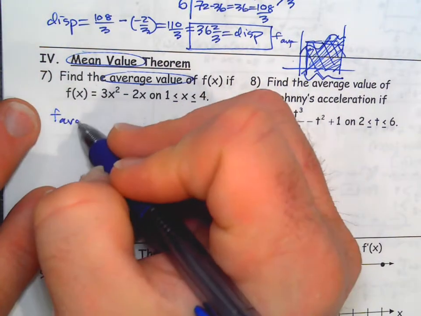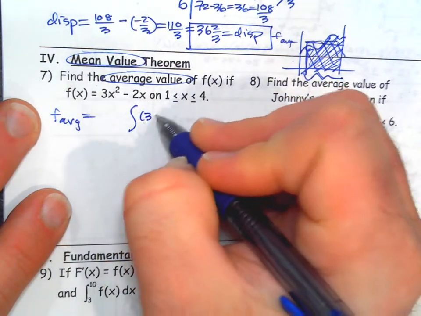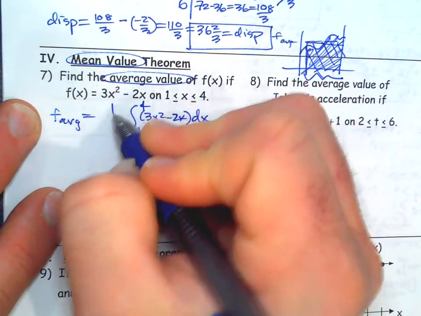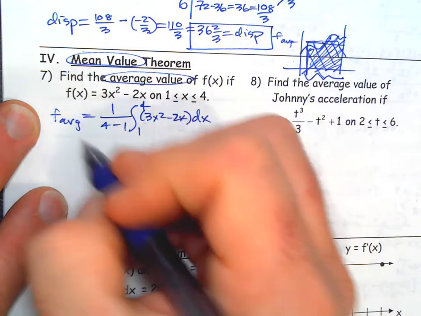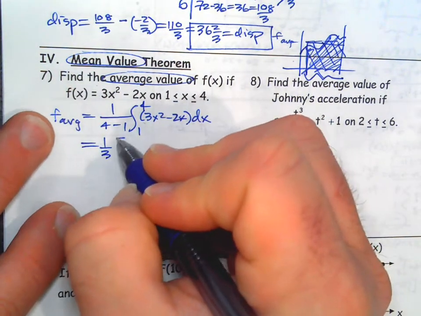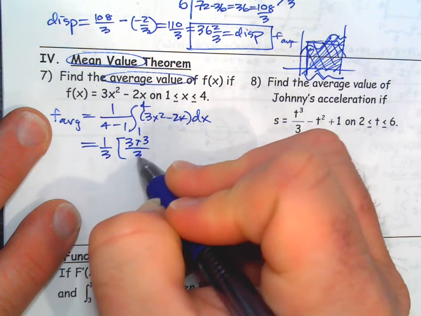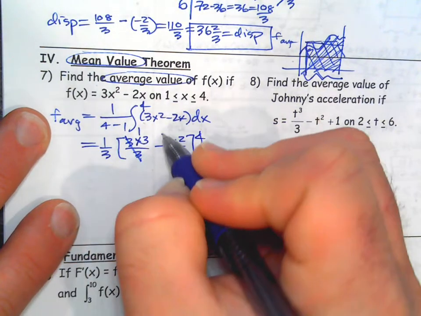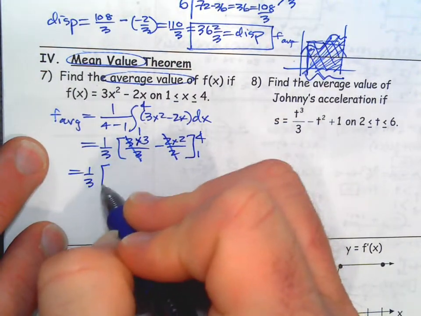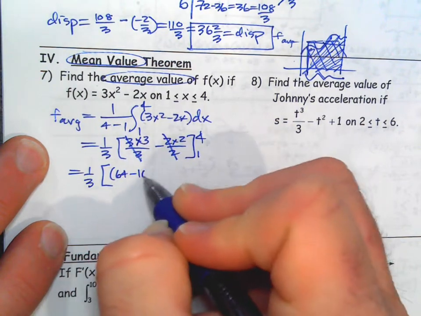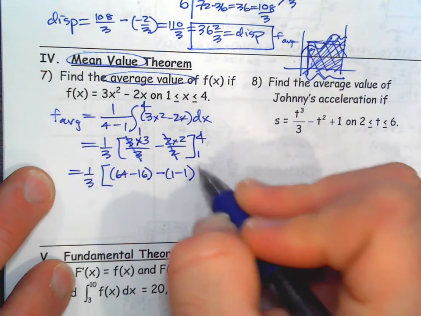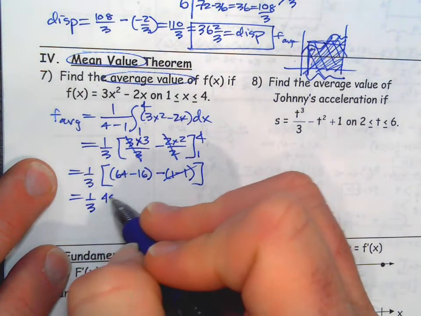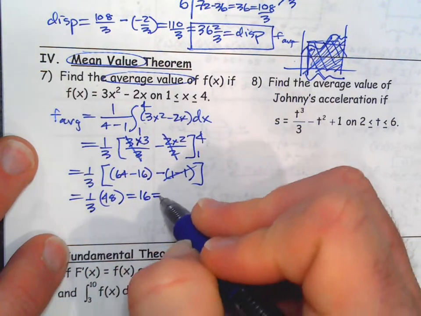So f average is, and that's the way I think it was. I'm like, okay, well, let's find the area under the curve, and let's divide by the base of the rectangle after we smooth it out. That's it. That's the strategy. So now we just got to pull it off. 3x cubed over 3 minus 2x squared over 2, 1 to 4. So it's going to be 64 minus 16 minus 1 minus 1. It's going to be 1/3 of 48, which is 16.